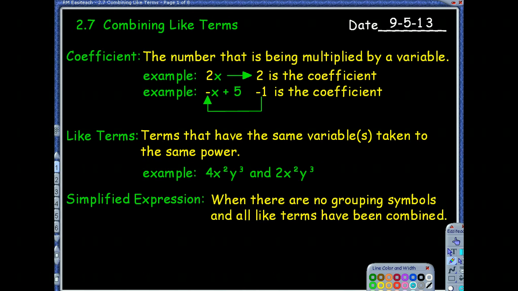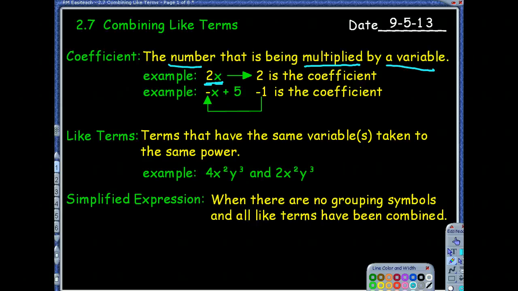A coefficient is the number that is being multiplied by a variable. And I just want to stress that it's not the variable itself, it's just the number that's being multiplied by a variable. So for example, if you see 2x, that 2x means that I'm taking 2 times our x. It's implied that those two things are being multiplied because there's no other operation between there. So we would say that 2 is the coefficient of x. It is the number that's being multiplied by that variable.